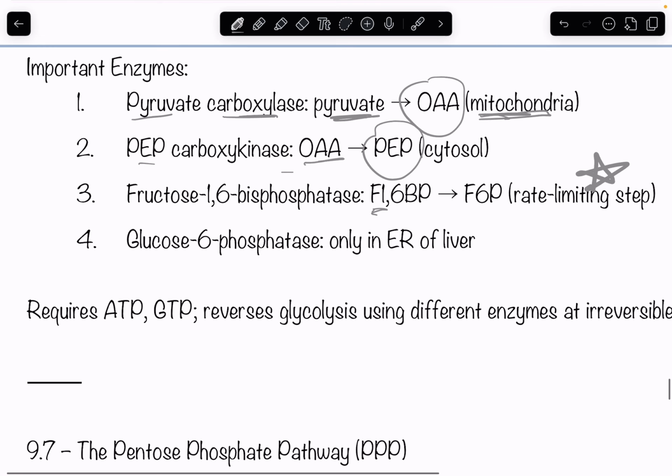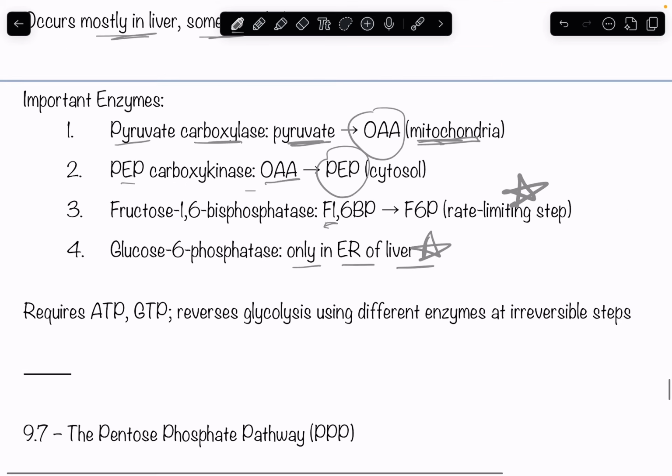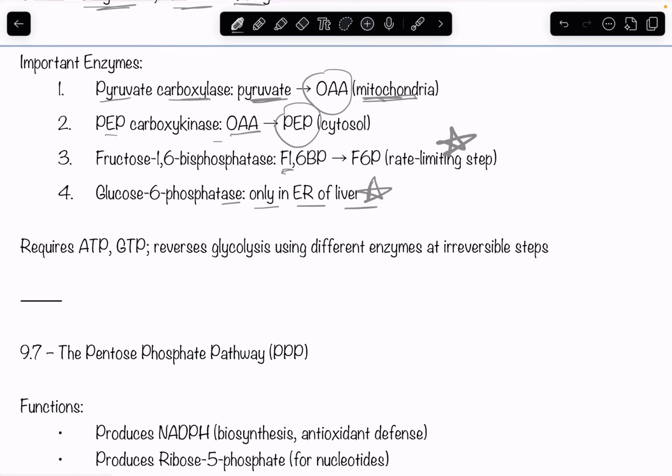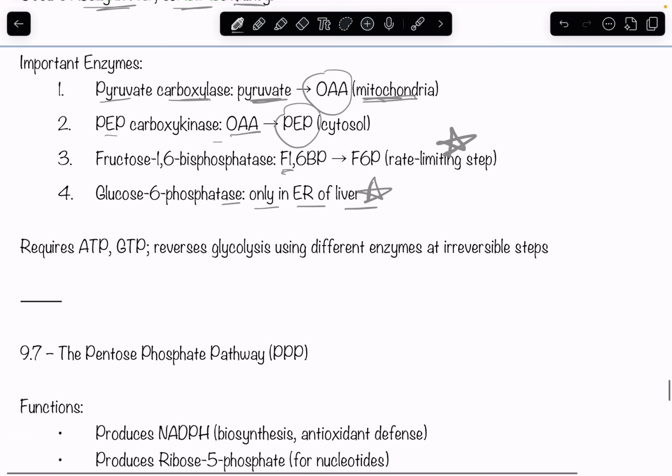This is the step that sets how quickly gluconeogenesis is occurring. Glucose 6-phosphatase is, again, another important thing. You should just know it's only in the ER of the liver, okay? And again, this is going to be the opposite of what we have in glycolysis. So what we need is gluconeogenesis requires ATP and GTP. It reverses glycolysis using different enzymes at irreversible steps.